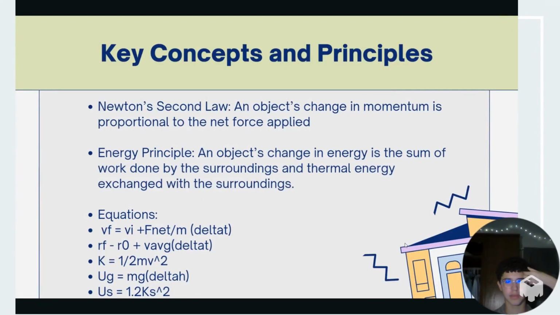So here are some key concepts and principles. Newton's second law: an object's change in momentum is proportional to the net force applied. And the energy principle: an object's change in energy is the sum of work done by the surroundings and thermal energy exchanged with the surroundings. Here are the equations that we're using. Velocity final equals velocity initial plus F net over M times delta t. r final equals r initial plus v average times delta t. K equals 1/2 mv squared. Gravitational potential energy equals mg delta h, or sorry, that's potential energy. And Us equals 1/2 ks squared, so that's spring potential energy.